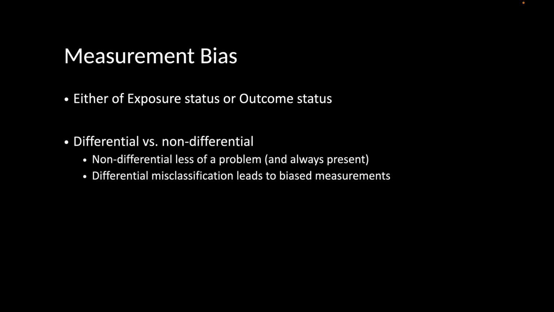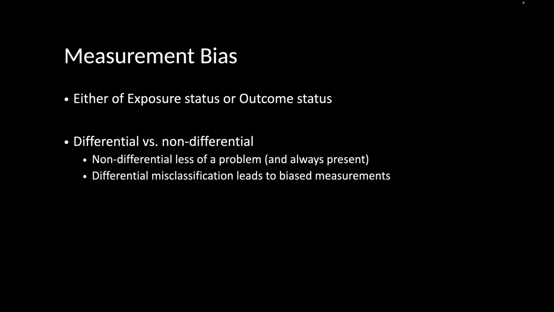Okay, so let's shift now away from selection bias to measurement bias. This is the other type of bias, which is in how we measure things. You can measure either the exposure status or the outcome status incorrectly, and mismeasurement of both things happens. The important distinction you need to figure out with bias is: is it differential bias or non-differential?